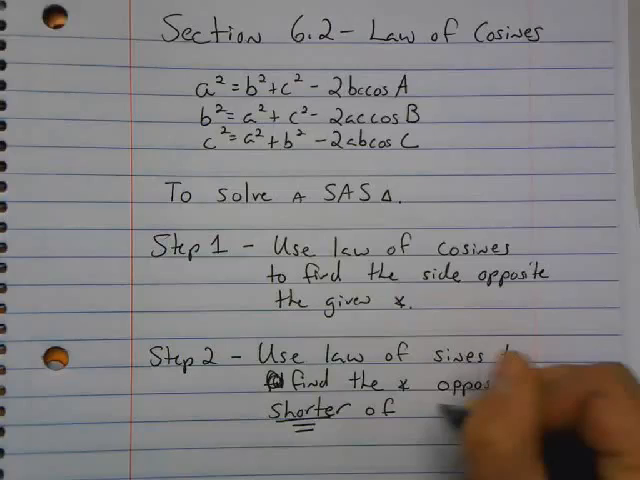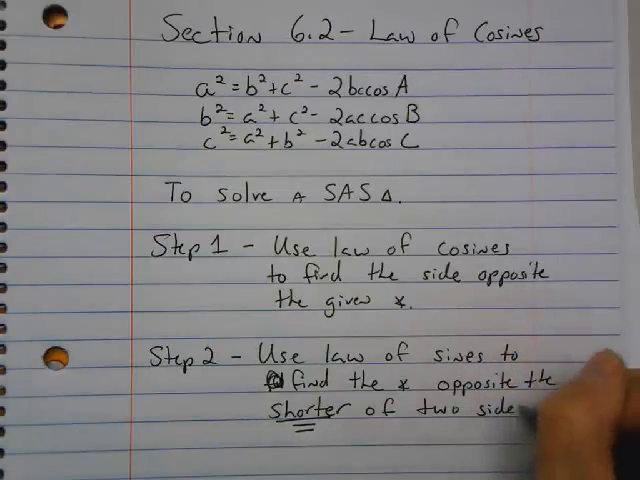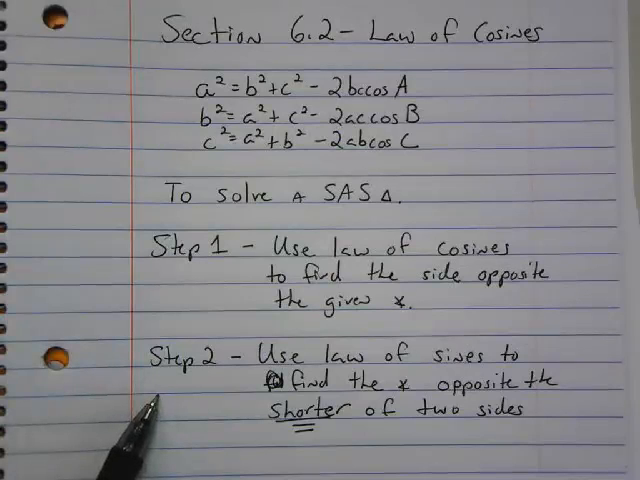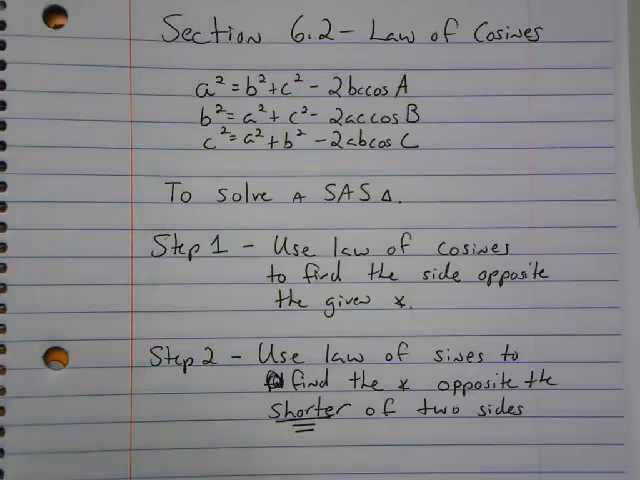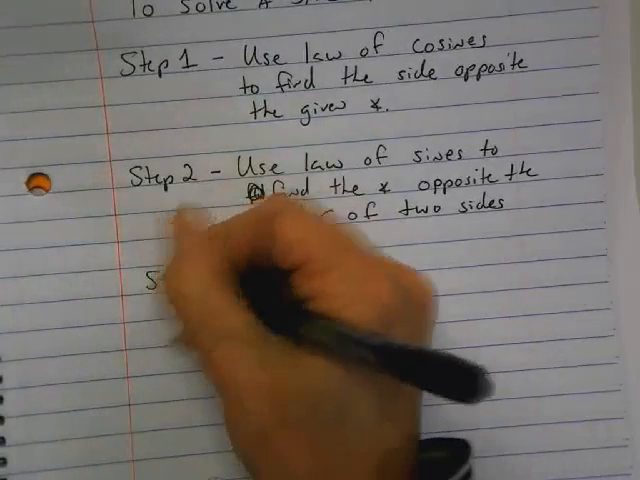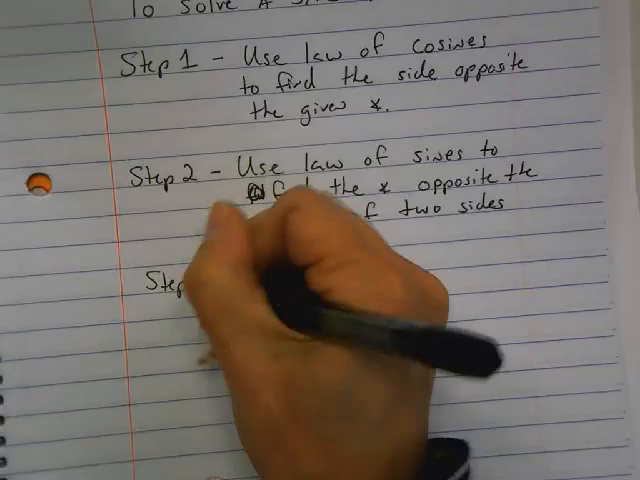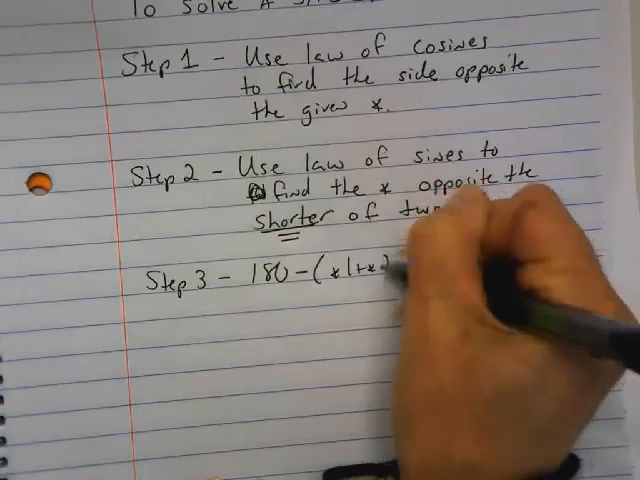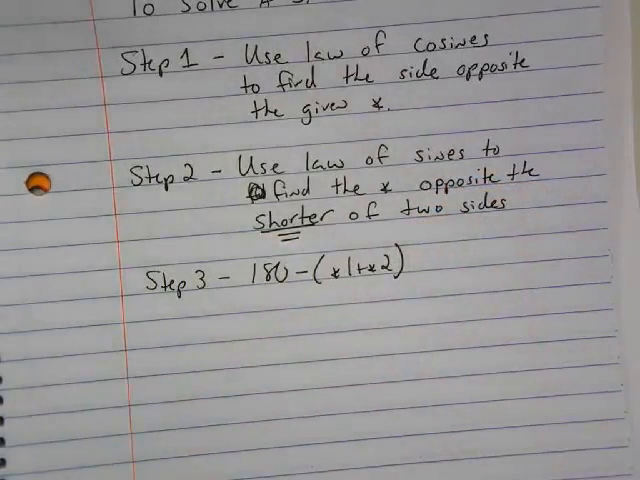So step 1, use law of cosines to find the side opposite the given angle. Step 2, look at your other two sides and pick the angle across from the shorter. Do that first. And then the last step is the easy one: 180 minus angle 1 plus angle 2. Step 2 is the important one, so make sure you do it correctly.